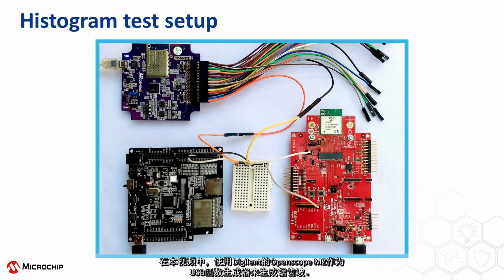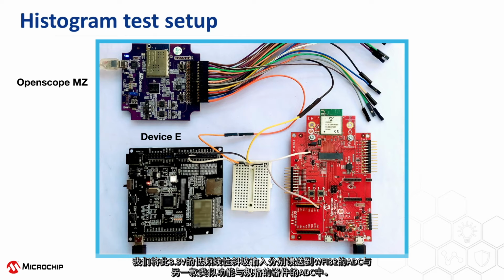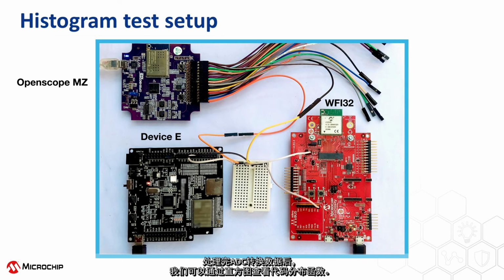This video uses an OpenScope MZ from Digilent as a USB function generator to generate a sawtooth wave. We fed this 3.3-volt low-frequency linear ramp input to the ADC of the WFI32 and another device with similar functionality and specifications. Once the ADC conversion data is processed, we can visualize the code distribution function using a histogram.